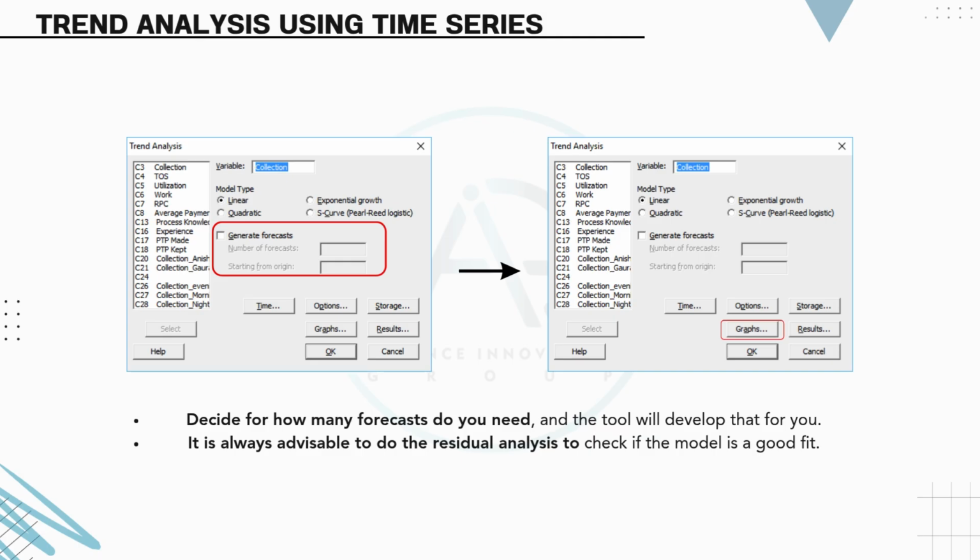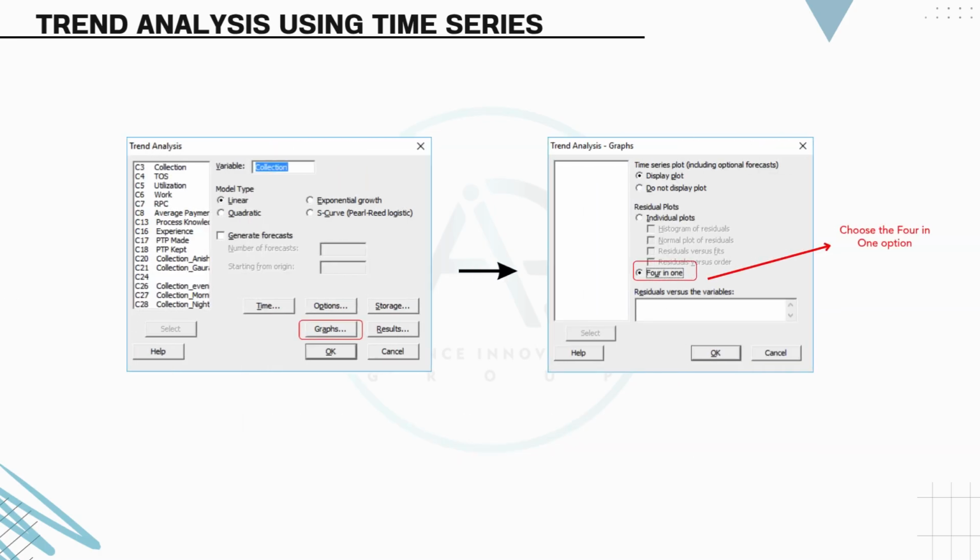So, to summarize, first, decide how many forecasts you want to generate. Then, always review the residuals to confirm the model's appropriateness before using it for final decision-making or reporting. In this step, we move to the graph settings within the Trend Analysis dialog in Minitab.